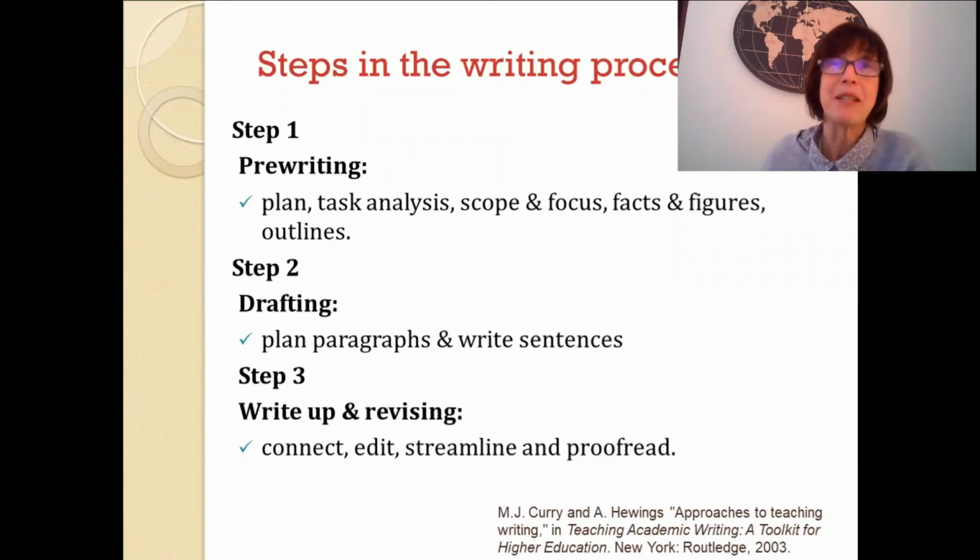We'll be following the steps in the writing process. In the first step, you're going to plan and you are going to follow outlines to come up with a skeleton for the next steps in the writing process. In the second step, you are going to draft. You're going to plan your paragraphs and write simple sentences. Then in the last, third step, you're going to write up the ideas from the second step, connecting, linking, editing, streamlining, and proofreading to come up with a polished text.